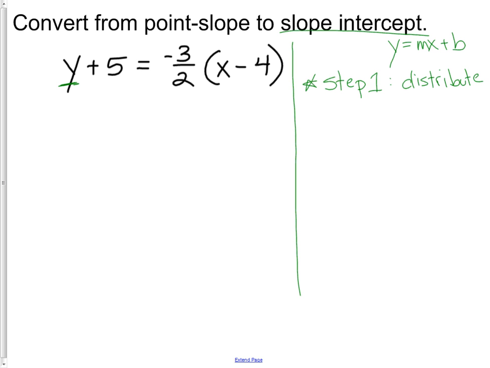So you take your slope, you distribute it to both parts of the parentheses. So that gives us negative 3/2 x. Negative 3/2 times negative 4. You can do this on the calculator if you need to. I'd actually recommend that you do it on the calculator if you're not comfortable with fractions. But this becomes a positive 6. Okay, so make a note of that. This positive 6 came from negative 3/2 times negative 4.